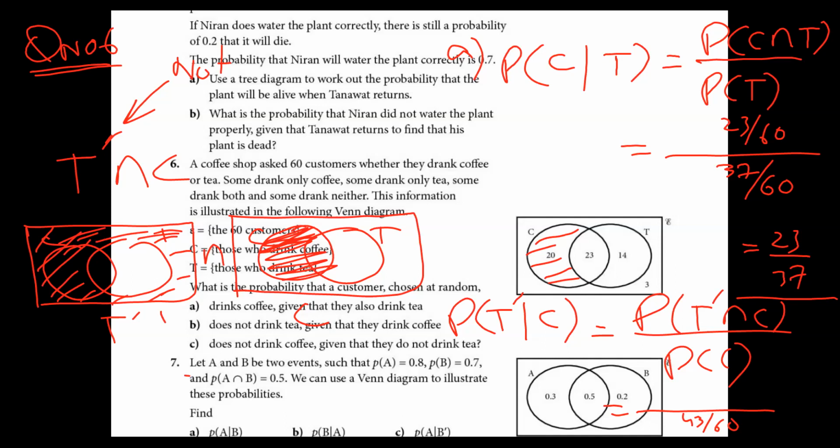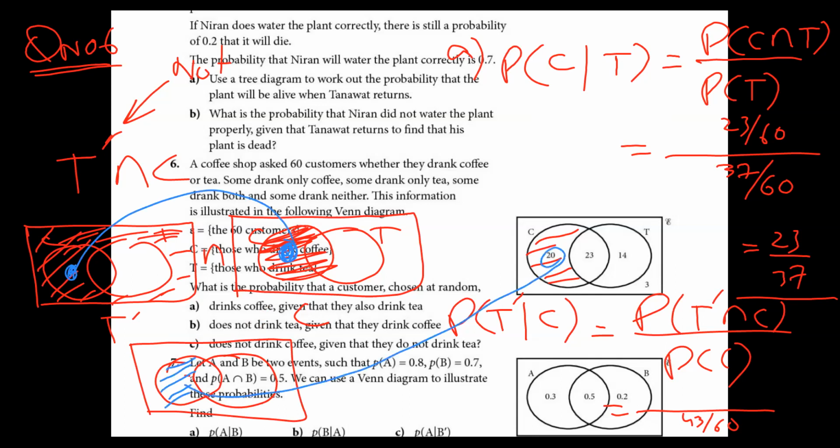And what is the common shading between them? All of you can see very clearly. So what is the common shading? This part I show with the blue color. You can understand this part is the common shading in both diagrams. So this is my answer. It means this 20 is my answer. It means I can write here 20 out of 60, and 20 over 43 is my answer.